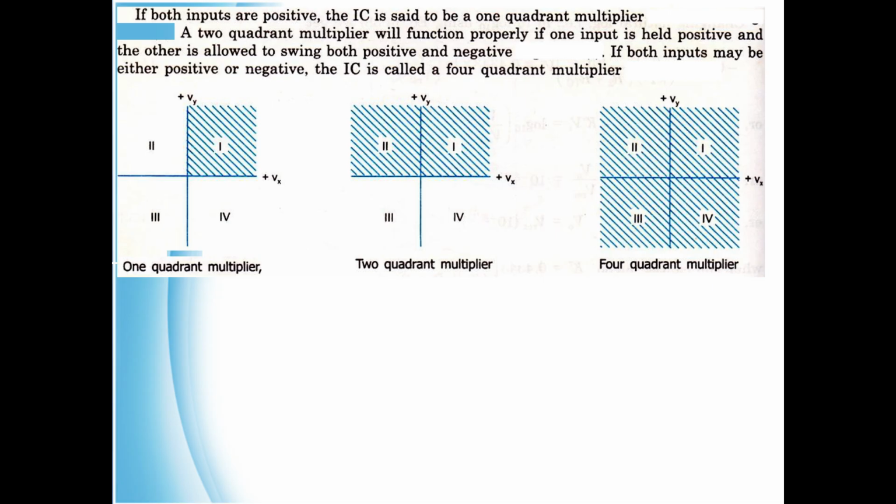If both inputs are positive, the IC is said to be a one-quadrant multiplier. A two-quadrant multiplier will function properly if one input is held positive and the other is allowed to swing both positive and negative. If both inputs may be either positive or negative, the IC is called a four-quadrant multiplier.